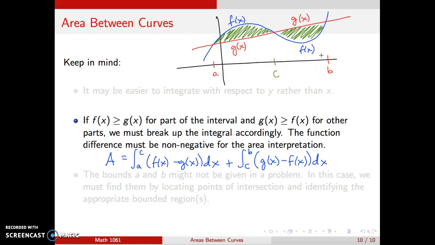If you're not careful, when you integrate from a to b, this is going to be negative in here, and this would be positive. If you just integrate from a to b, you would get the net change, or the net area. And that's not what we want. So you have to be careful with that. That's what that note is about.